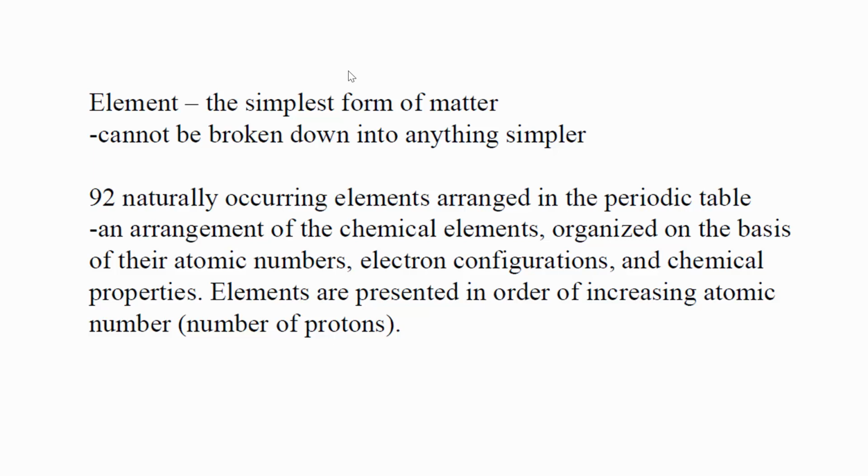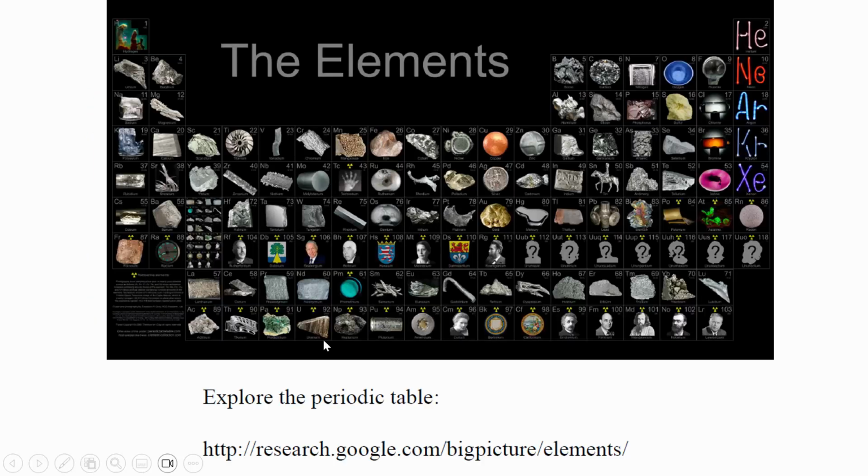There are 92 naturally occurring elements, and they're arranged in the periodic table. The periodic table organizes them on the basis of their atomic numbers, which is the number of protons, the electron configurations, and the chemical properties of these different atoms. In the periodic table, the elements are presented in order of increasing atomic number, and again, that's the number of protons. So I have one version of a periodic table here, which is a screenshot from an activity where you can go in and click on these different elements, and they give you information about the elements, which I just think is an interesting way to study the periodic table.